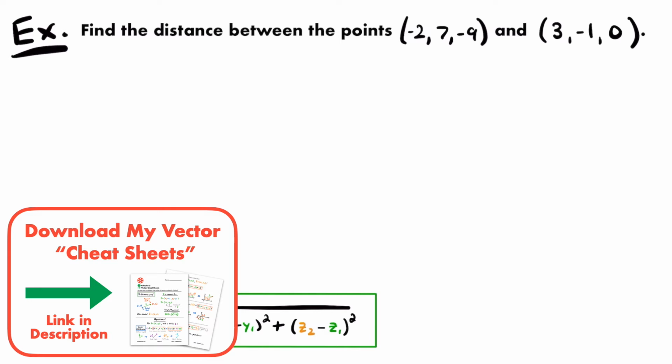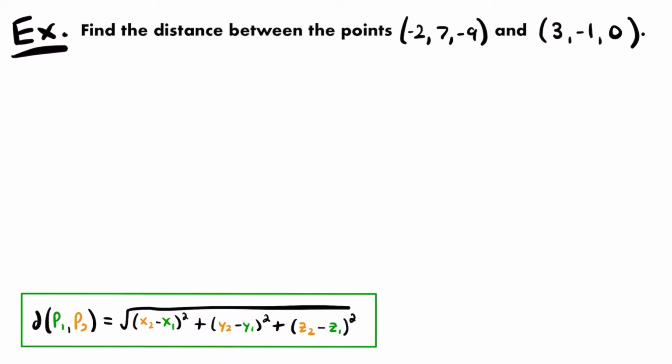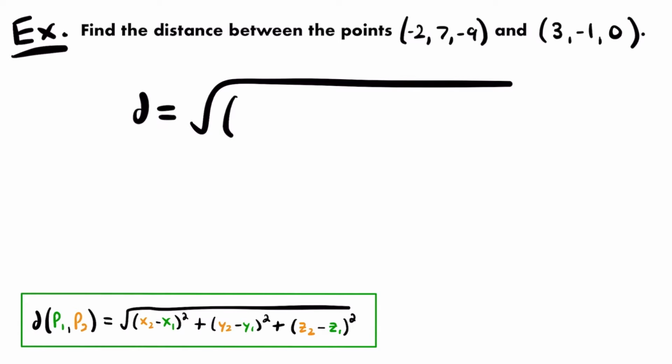Okay, so if we want to calculate the distance between these 2 points that have an x, y, and z coordinate, here's what we'll have. The distance will be equal to the square root of the difference in the x-coordinates squared. So if we go to our points here, we have 3 and -2. So we'll have 3 minus -2. And then we'll add that to the difference in the y-coordinates squared. And so our y-coordinates are -1 and 7.